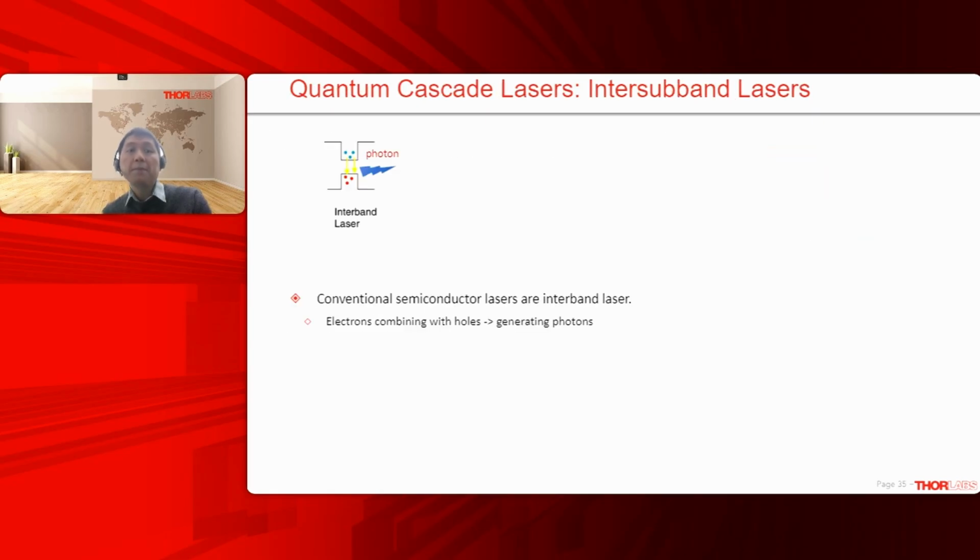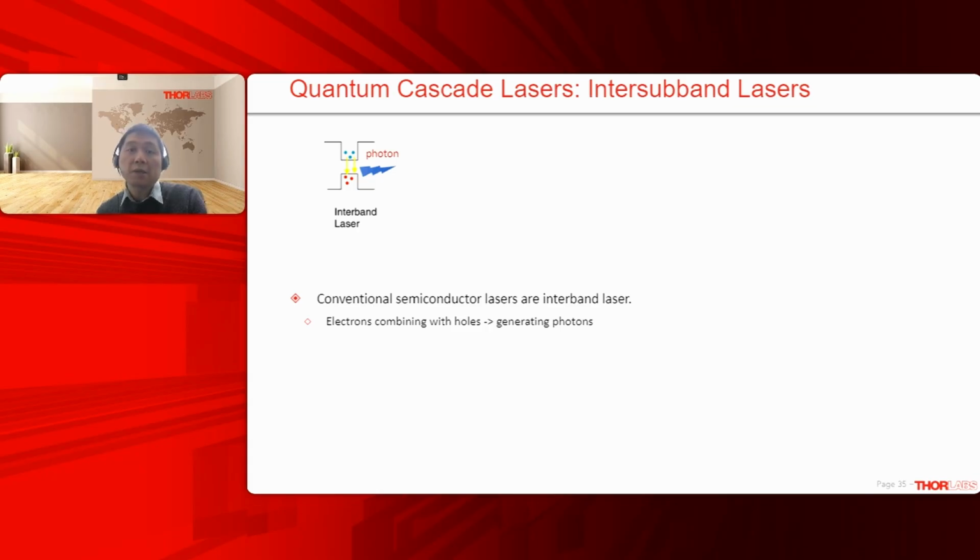All right, now let's switch gears. I would like to give a little bit of background introduction on QCL for those who are not familiar with this type of device. So we know that in a conventional diode laser, photons are generated based on electron-hole recombination.